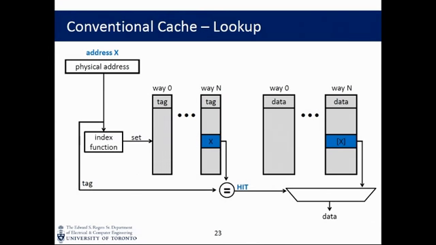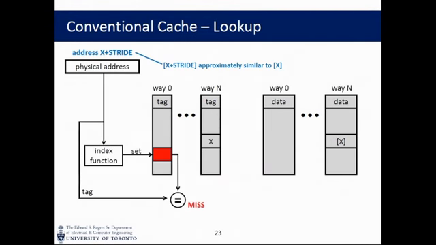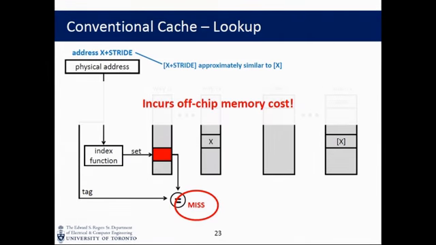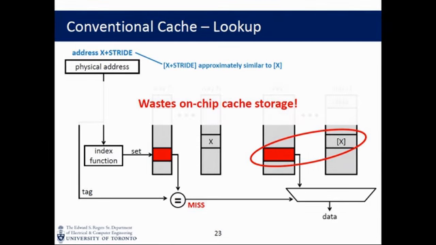However, now if we had a lookup for address x plus stride, as we mentioned before, the contents of this are naturally approximately similar to the contents of x. However, it's a unique address, so when we run it through the index function, we'll get a completely different entry, which incurs a miss, and now incurs that off-chip memory cost for a piece of data that we already have similar in value on the chip. And then when we allocate storage for it in our cache, we end up wasting considerable amounts of on-chip cache storage, again, for two values that are naturally similar, yet are now occupying and wasting our precious on-chip caching resources.